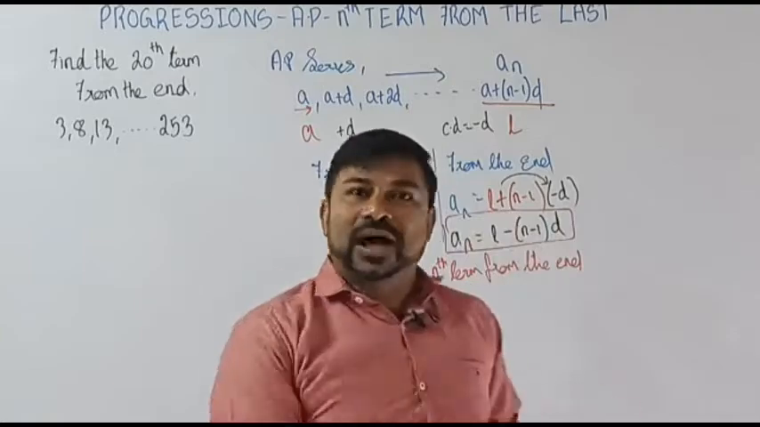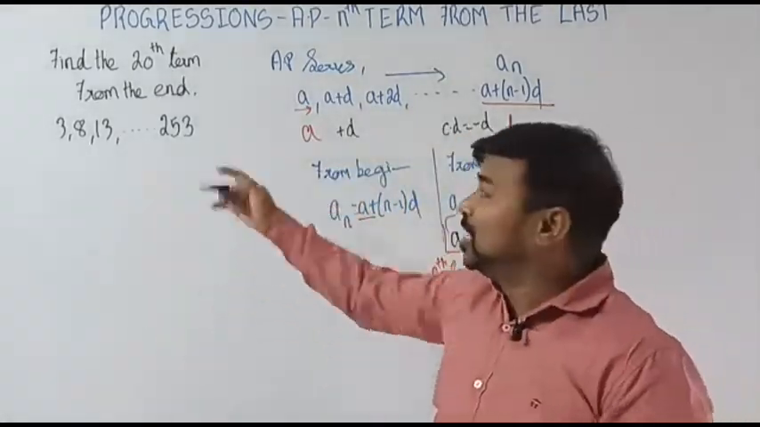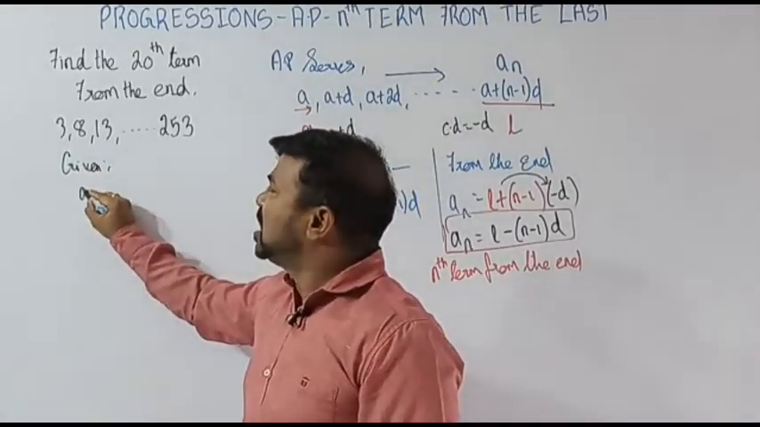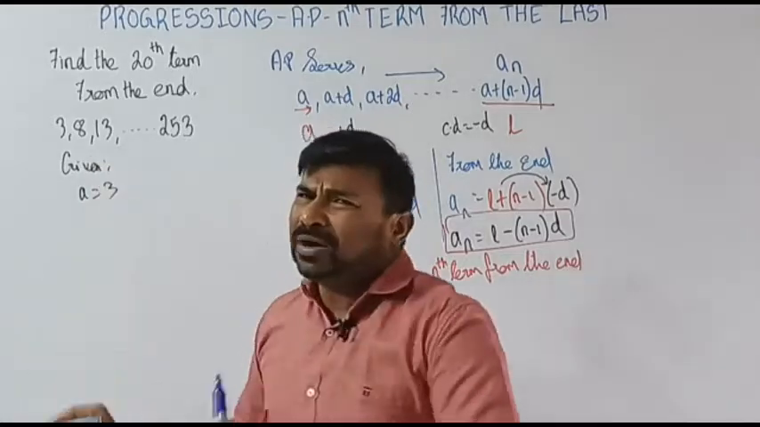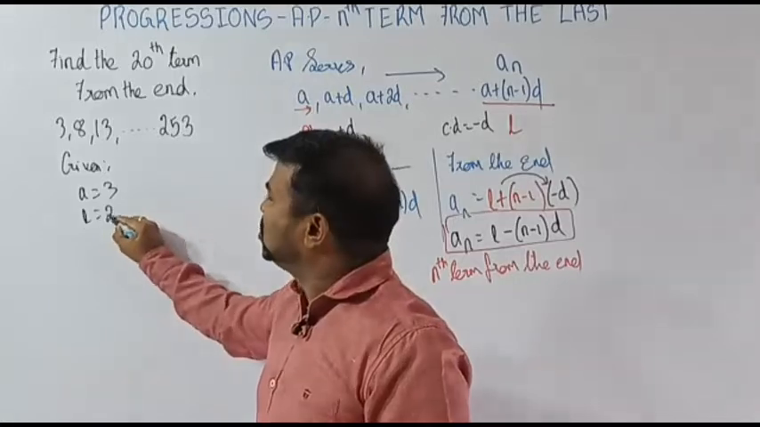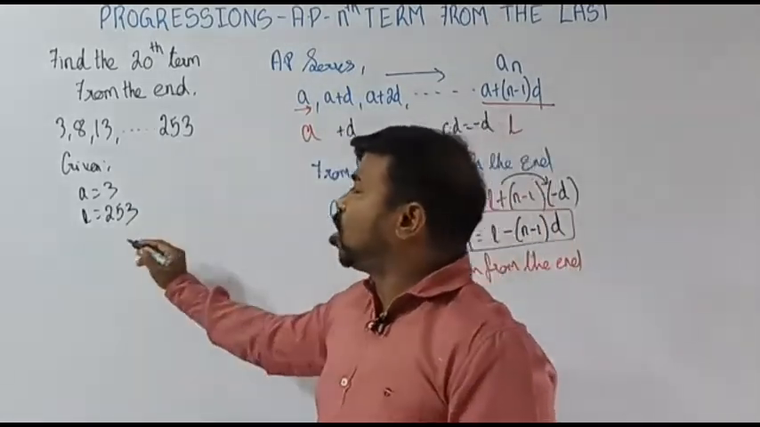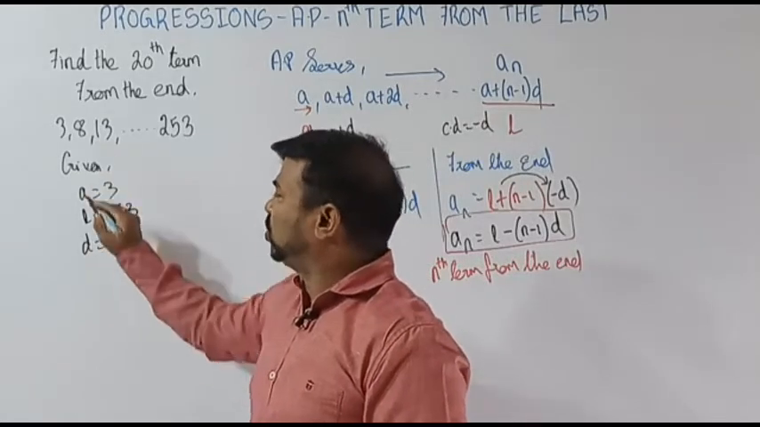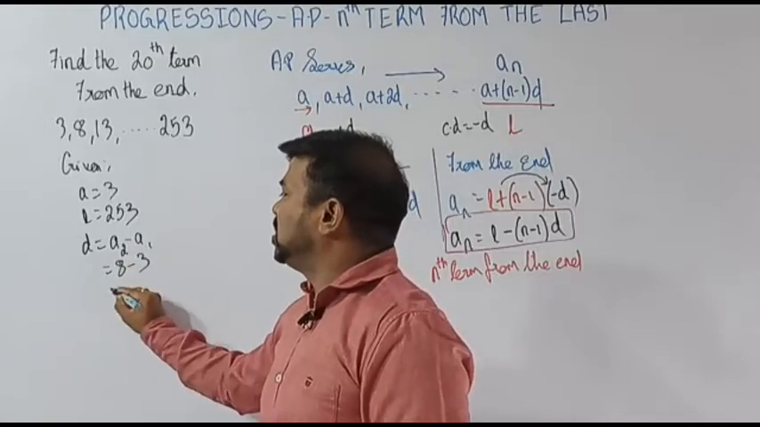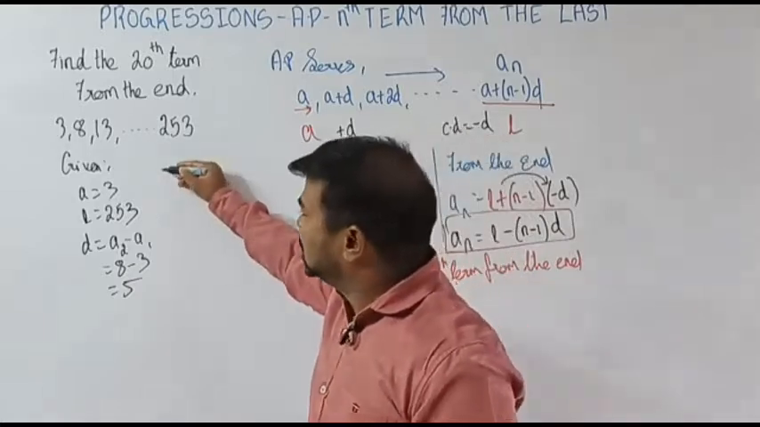Now, let's use that formula and find the 20th term from the last. Okay. Now here, right from the series, we can straight away say a equals 3. That's fine. But we are least bothered with a now. So what do we want? The last term. The last term is 253. That's clear. And what's the common difference here? d is obviously a2 minus a1, 8 minus 3, which equals 5. Very good. The d is 5.